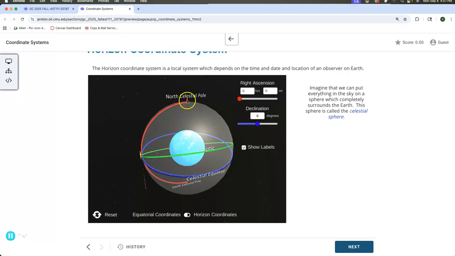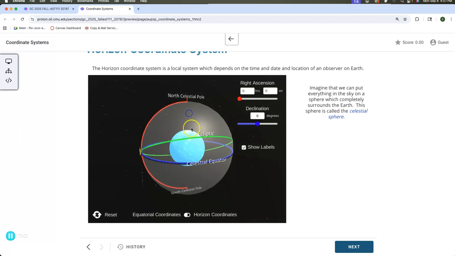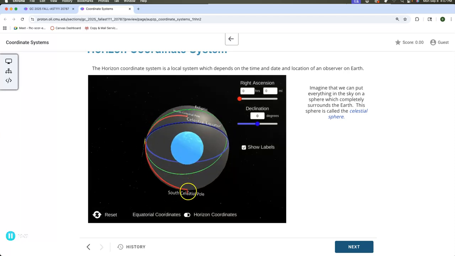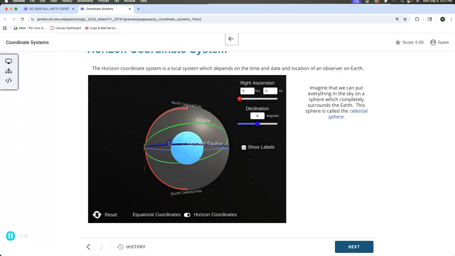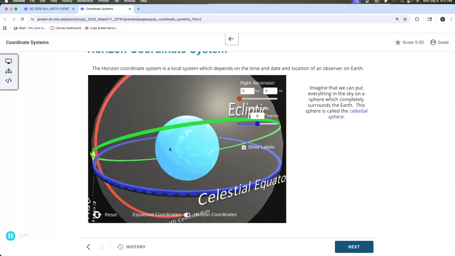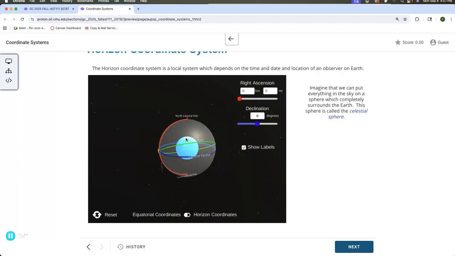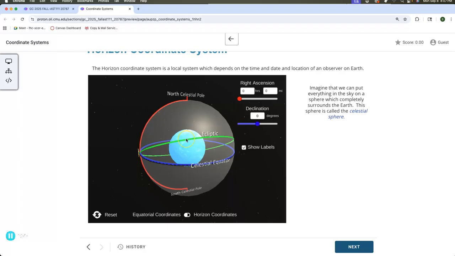Okay, sorry about that. The North Celestial Pole is the point right above the North Pole. If we look south, the South Celestial Pole is the point on the sky right above the Earth's South Pole. And so we're basically taking the Earth's features, with an equator, a North Pole, a South Pole, and projecting that onto the sky. And that's how we map out the whole celestial sphere in what's called the equatorial coordinate system.